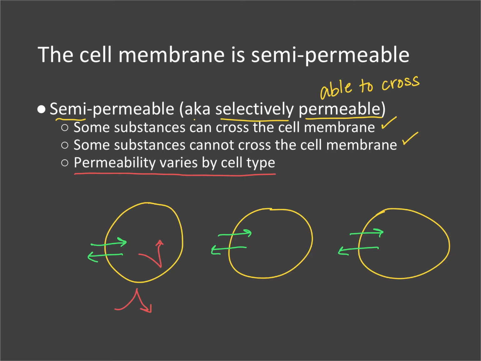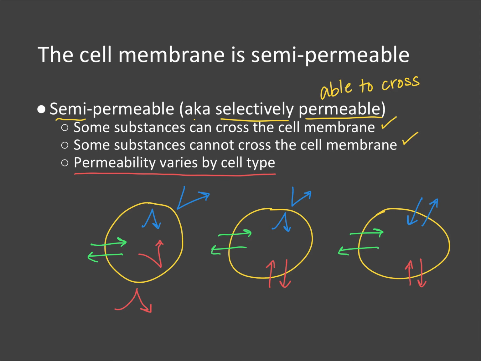So perhaps in this example here, maybe the blue and red stuff is not able to cross this cell. Whereas in this cell, maybe the blue material is not able to cross, but maybe the red stuff is. And then maybe this cell down here has a lot of permeability, where the red and the blue and the green can all cross the cell. So it depends on the types of cells.